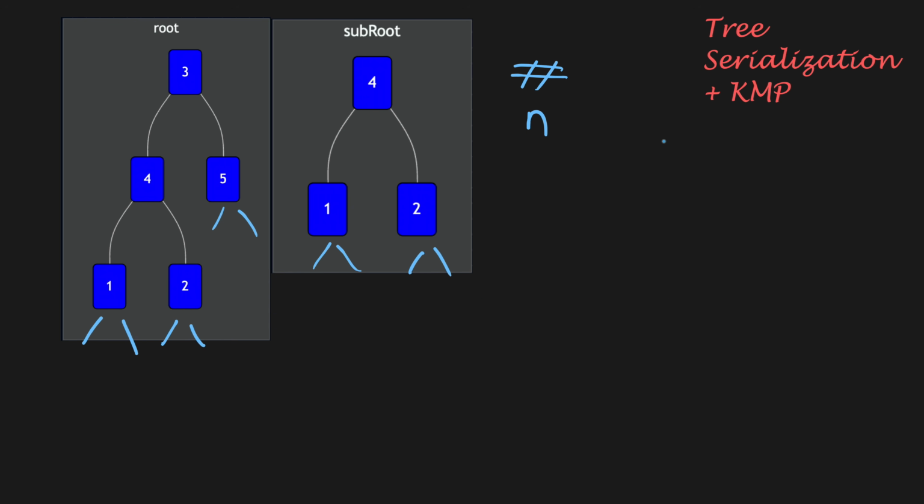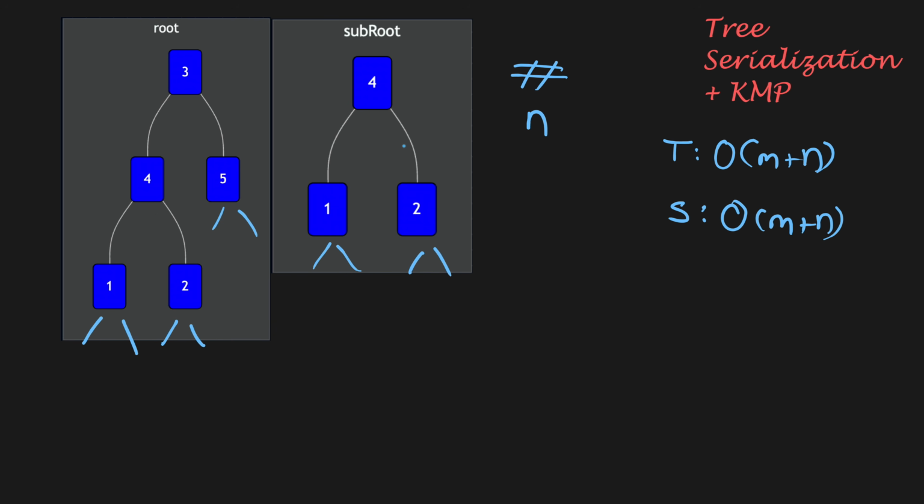Now the time complexity of this approach is O of m plus n, because serialization of both trees takes O of m and O of n time respectively. And then the substring search will take O of m plus n time if we use the Knuth-Morris-Pratt or KMP algorithm. And the space complexity will be O of m plus n as well, because we are storing the string representation of these two trees.